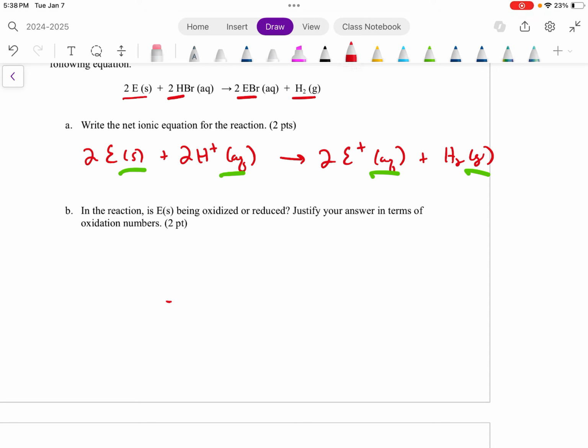Next one. Is E being oxidized or reduced? Justify in terms of oxidation numbers. So we're going to say oxidized. Always a good idea on the AP, if they ask you a question like, is it this or this, lead your answer with the word. Oxidized, period. That's the answer. Now I justify.